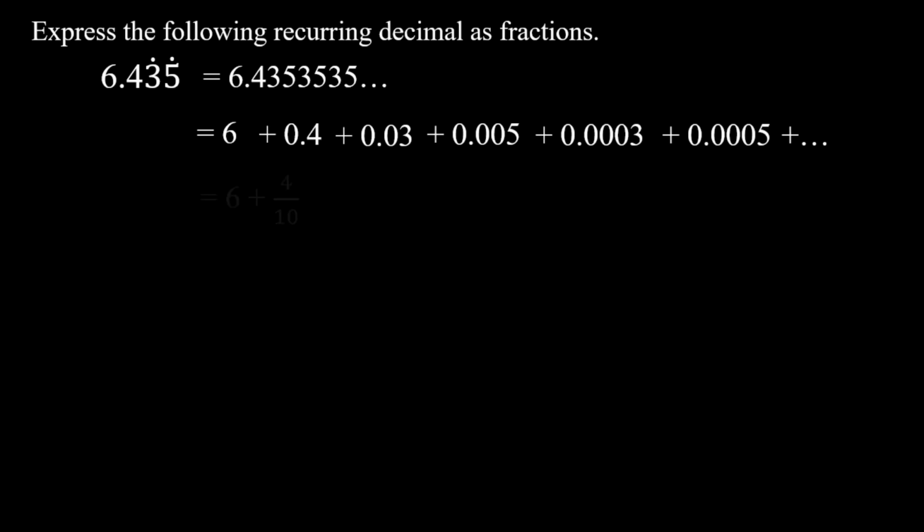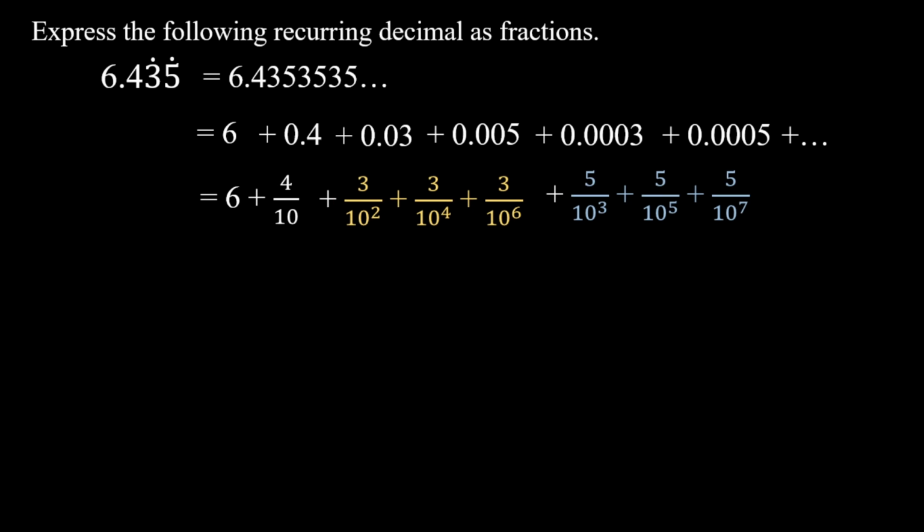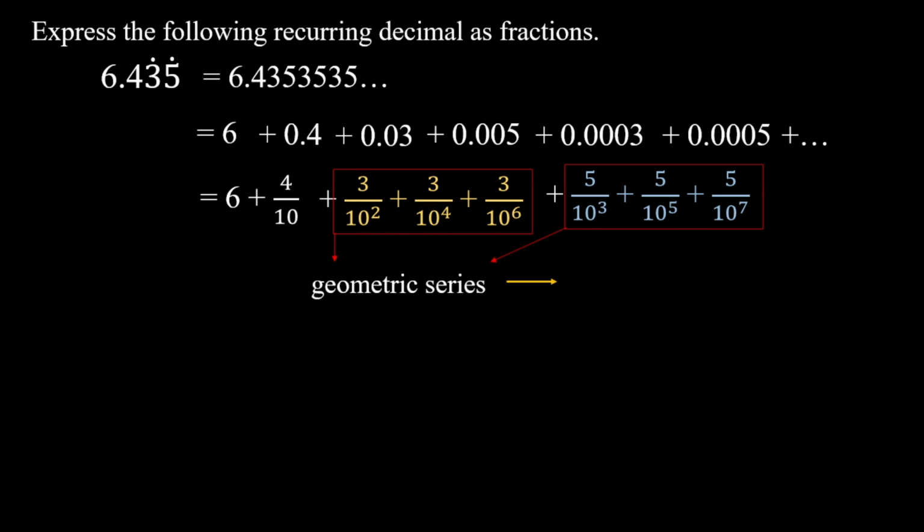After you get that decimal, let's separate it into its own numbers. So 6 plus 0.4 plus 0.03. Now let's make it into fractions on their own. So 6 plus 4/10 and so on. As you can see, we group the 3s together and the 5s together. Now you can see it is a geometric series because it has a common ratio, which is 1/100. So this is a geometric series.